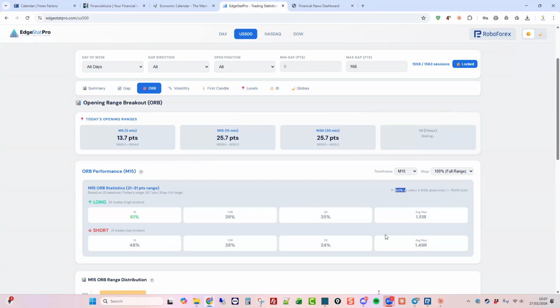And same if it breaks up, there's only a 16% chance of continuation, means we've got an 84% chance of it reverting. Go short. Yeah. So this, although it's tiny, I think this is probably one of the most important statistics to do with opening range breakout, which I've never looked at before.